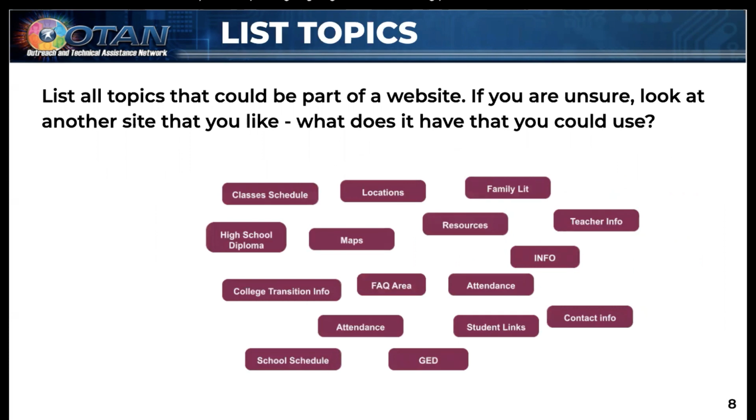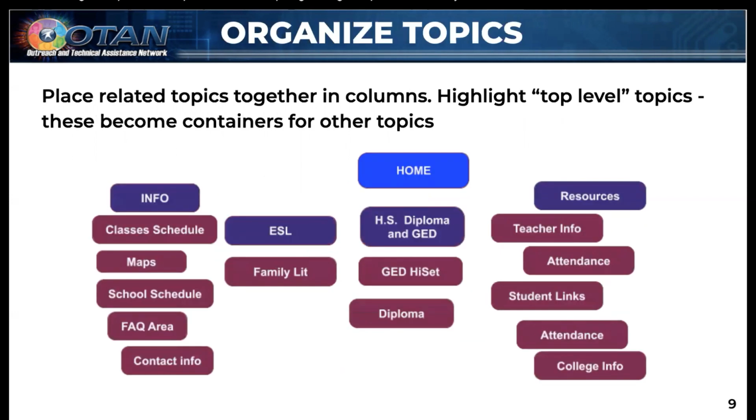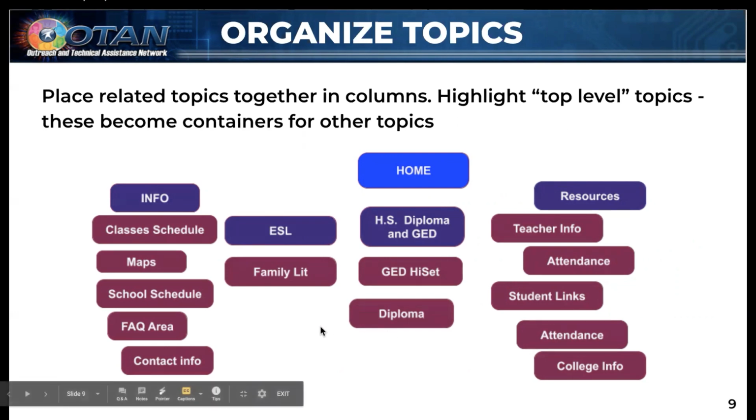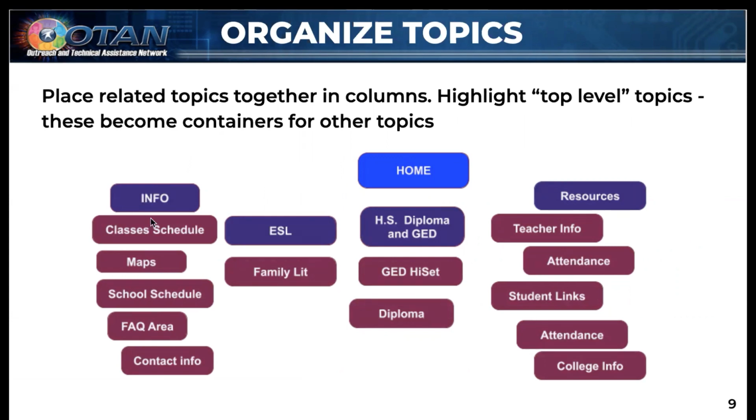So first thing you do is maybe create a bubble chart, and you write all the little things that you want on your website. Every single thing that you can think of. Just write it all out. And then organize them a little bit, maybe put them in columns, because one of the things that was written on the other slide was info. I want a lot of info on my site. Well, info are class schedules, maps, the school schedule, frequently asked questions. All of these are related to info.